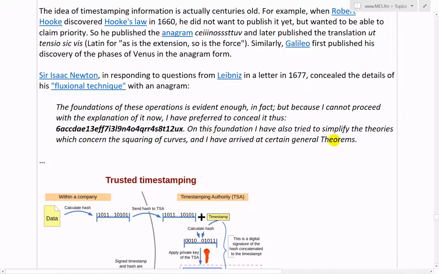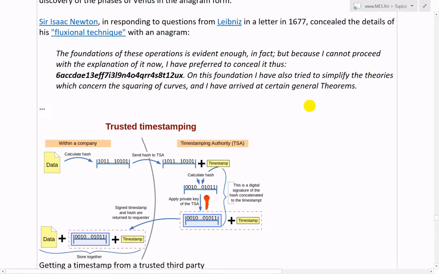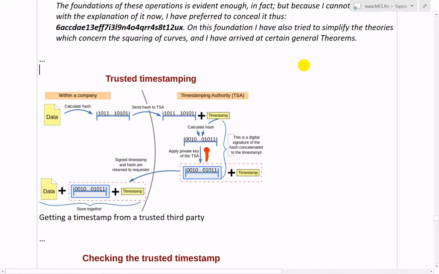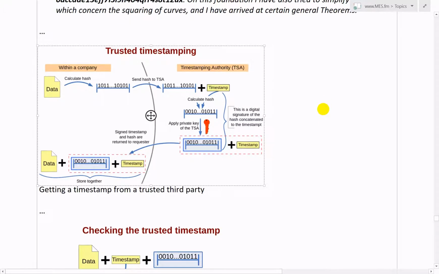On this foundation, I've also tried to simplify the theories which concern the squaring of curves, and I have arrived at certain general theorems. Okay, so that's his timestamp there. So trusted timestamping is an example here.